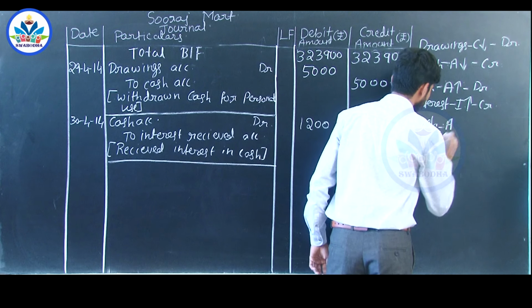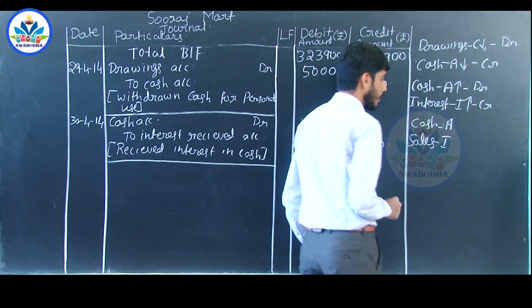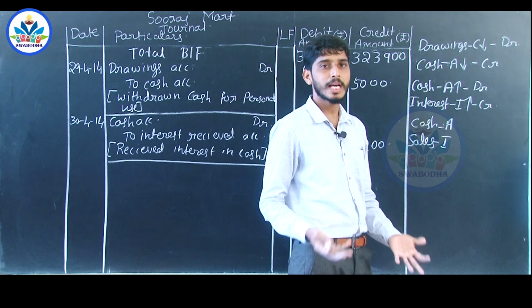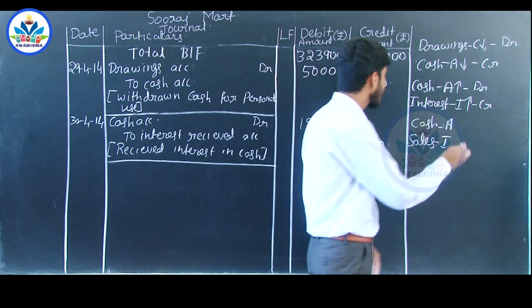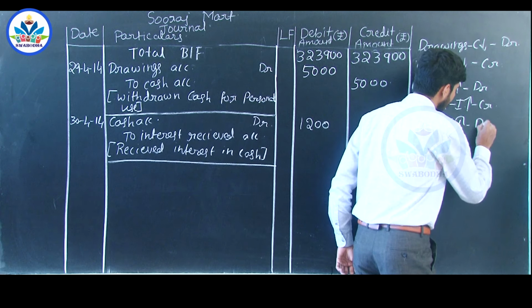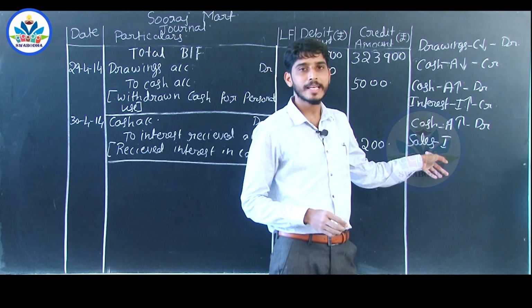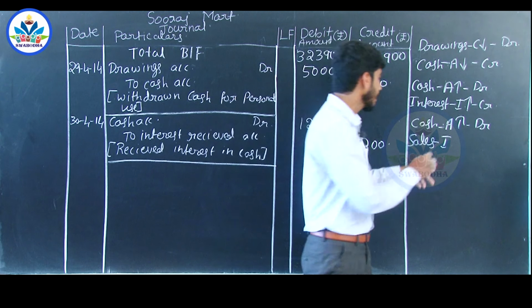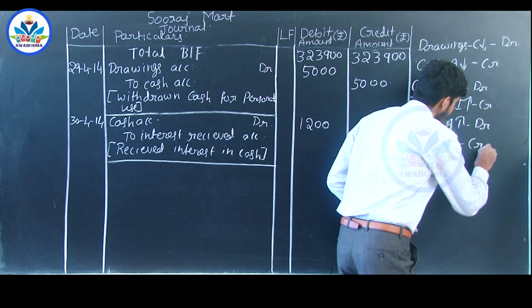Cash is an asset, sales is an income. Whenever you sell the goods, you receive the cash. If you are receiving cash, cash balance will increase. Increase in an asset has to be debited. Sales is an income, again your income value increases. Increase in the income has to be credited.